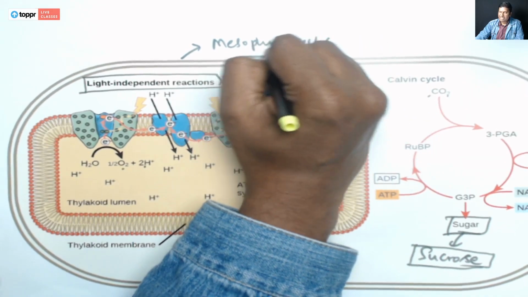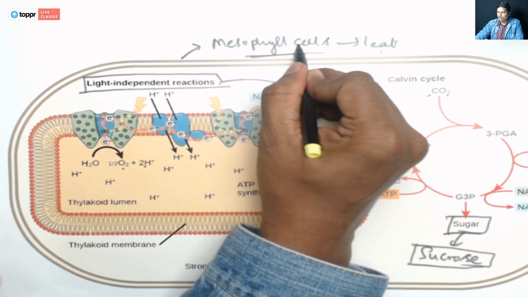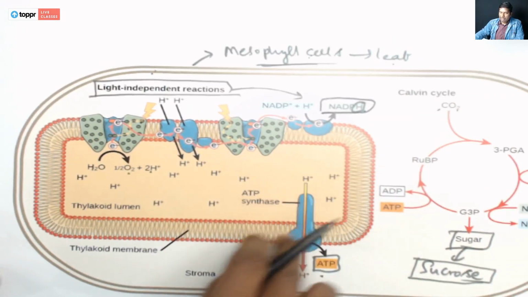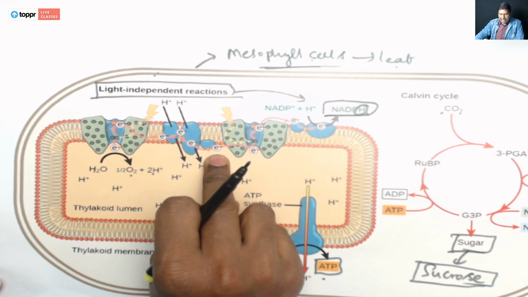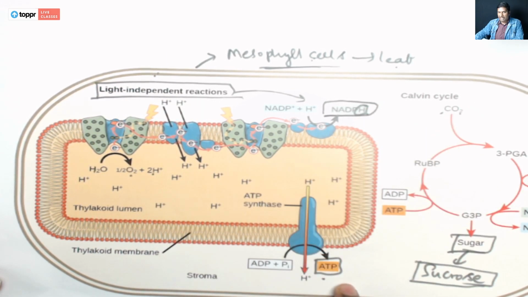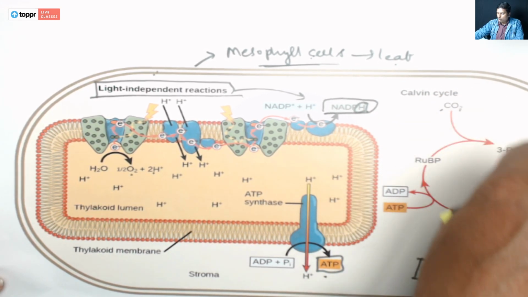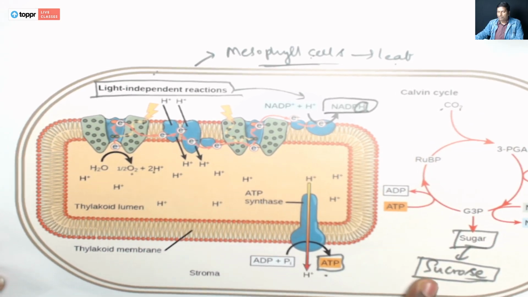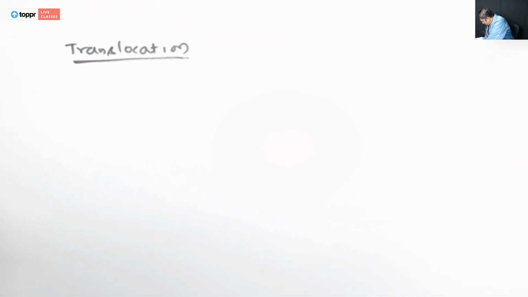So the mesophyll cells of the leaf have chloroplasts, which have thylakoids. In the thylakoids the light dependent reaction happens, generating NADPH and ATP. These two molecules are then used for the Calvin cycle, which happens in the stroma of the chloroplast, and because of which sucrose is formed. So the sucrose is now sitting in the leaves. Now let's see what happens to the sucrose which is sitting in the leaves. How is it actually transported to the various parts of the plant?